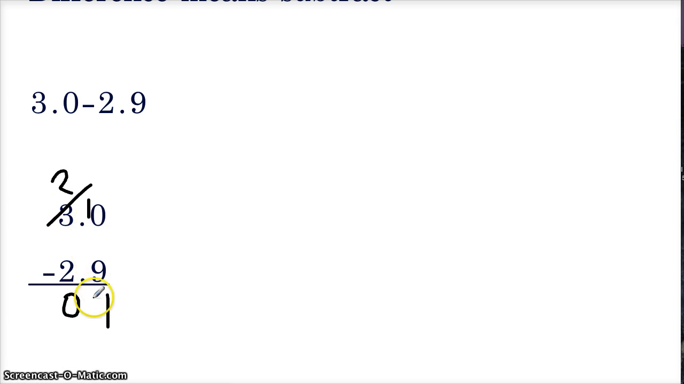And you can't just ignore this decimal. You have to account for it. It's the first place value over, so I'm just going to stick it right there. So the difference is 1/10. That is the application problem. Hopefully you understand how to do it.